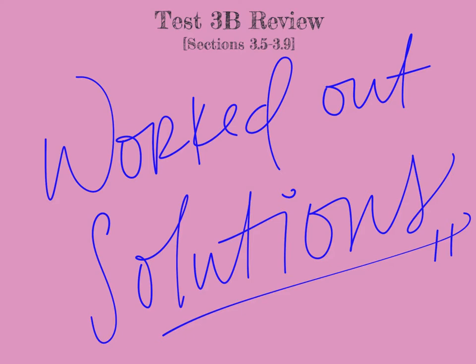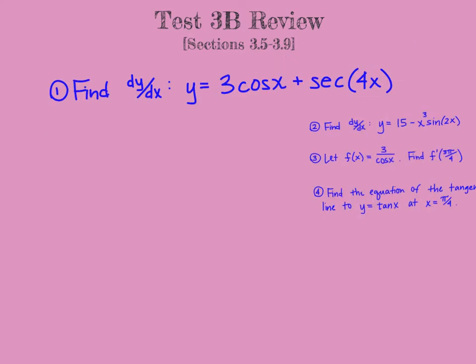Here are the worked out solutions. For number 1, we want to find dy/dx for this function here. This function has 2 terms, so we're going to use the sum or difference rules to find the derivative of each term separately. So dy/dx equals the derivative of 3 cosine, which is negative 3 sine of x, since the derivative of cosine is negative sine and that 3 out front will just stay. No need to use the chain rule because the inside function is just x, its derivative is 1.